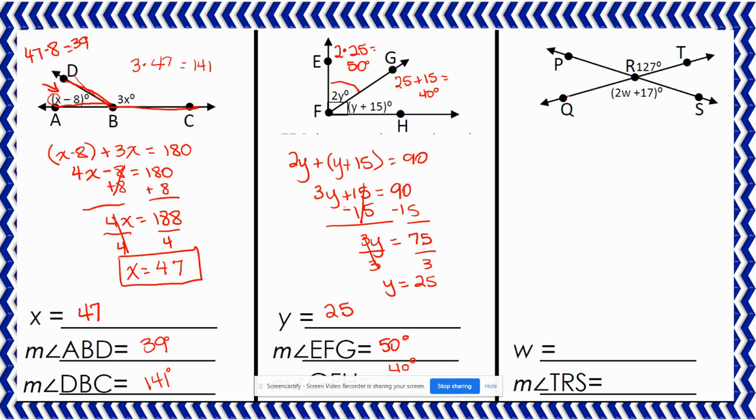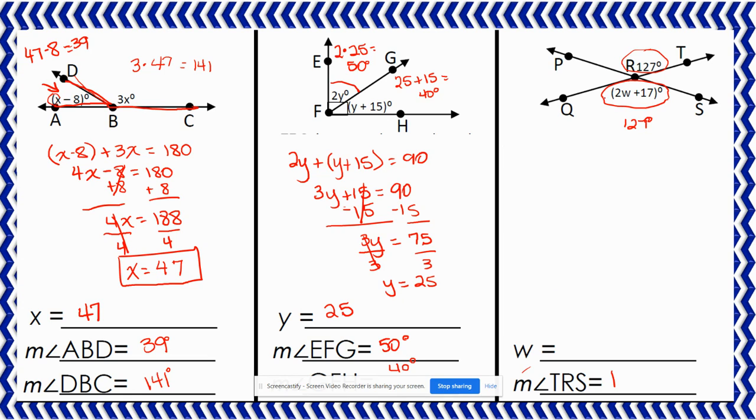For this last one, again, I see intersecting lines. So I know that the opposite angles are going to be congruent to each other. So I know that this angle is 127, and that is equal to this angle. So I know that this angle equals 127. So I can go ahead and say that right now.